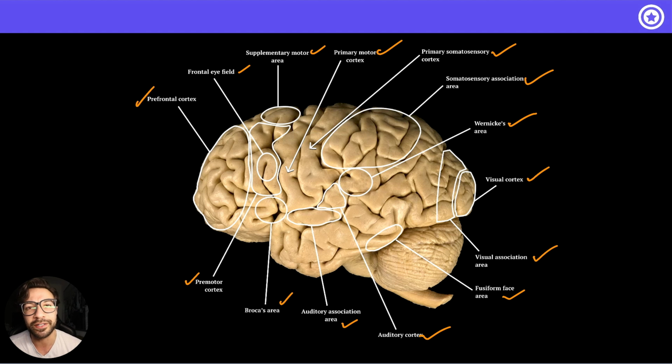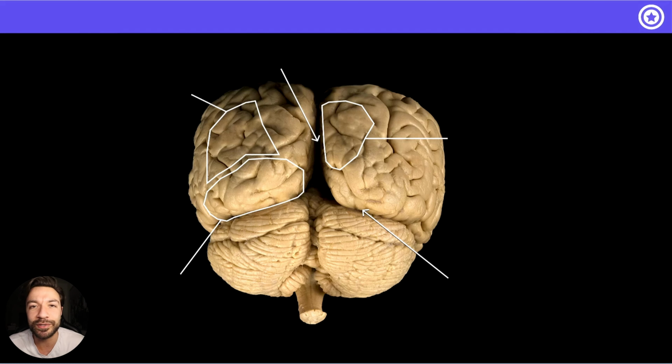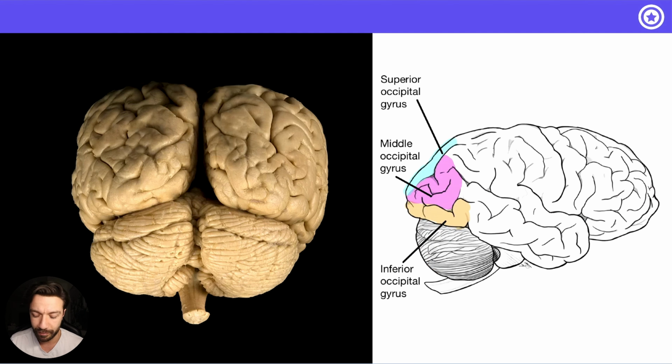John here from Anatomy Bootcamp, and in this dissection we're taking a look at the cerebral cortex from a posterior perspective. We have a number of structures which we want to identify. So the first couple structures are going to be the superior occipital gyrus, middle occipital gyrus, and the inferior occipital gyrus.